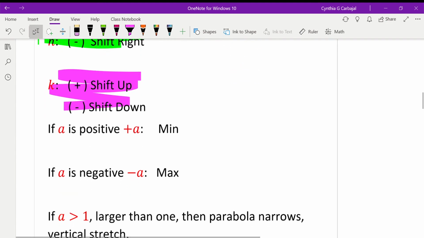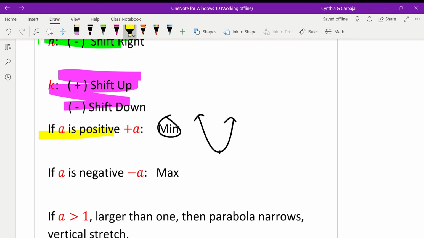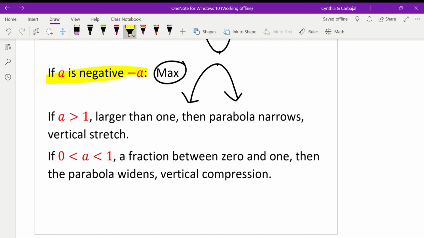And then if the number in front of the parentheses, or A, is a positive number, it's going to make a positive parabola that opens up like this, and the vertex then is going to be at the bottom, so it's going to be a minimum. But if the A is a negative number, then it's going to make a negative parabola that opens down, and now the vertex is at the very top, so it's called a maximum. Also, the number A, in front of the parentheses, greater than 1, makes a narrow parabola or a vertical stretch, meaning it gets skinnier.